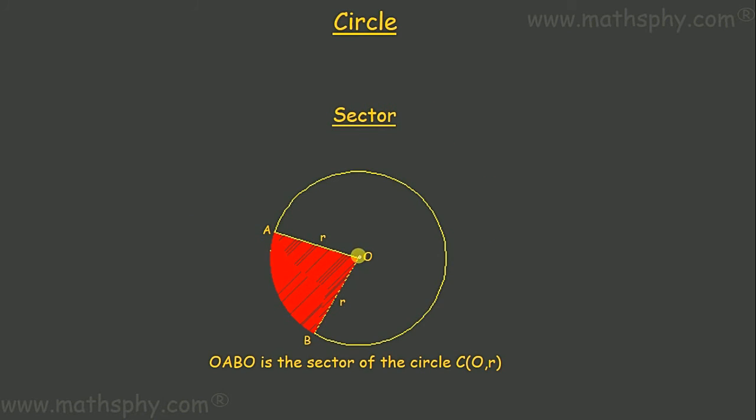Sector. This is the center of the circle. From this center we draw two lines to any two points on the circumference of the circle. So this arc and these two radii of the circle, this complete region we call the sector of a circle. OABO, this piece is called the sector of the circle. This is the circle, C stands for circle, O is the center, R is the radius. This region is called the sector of the circle.